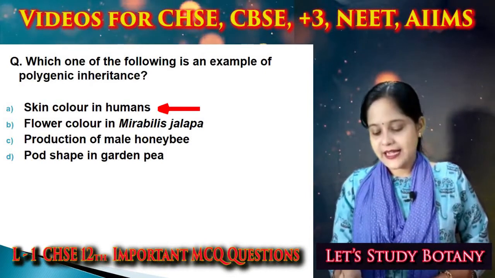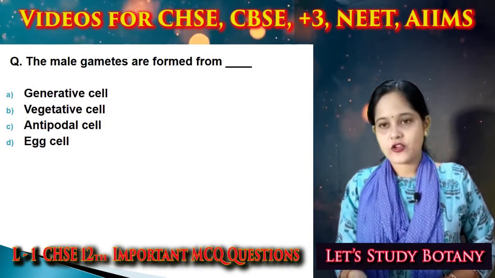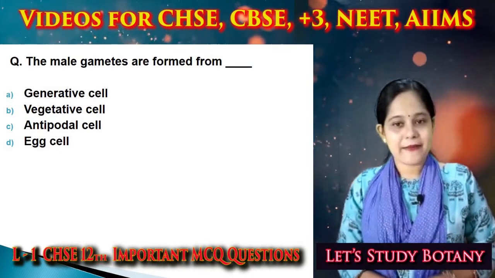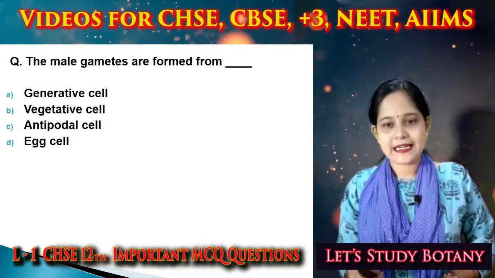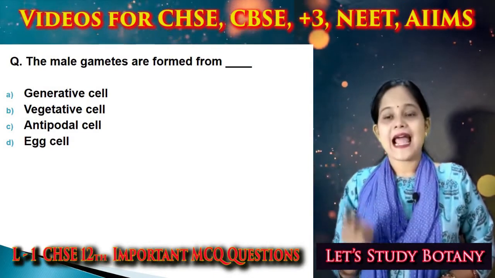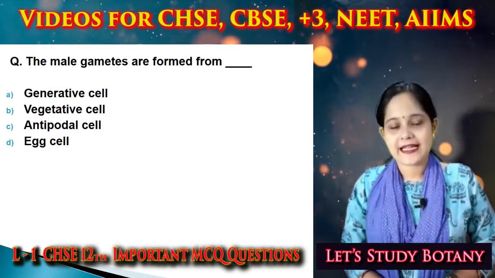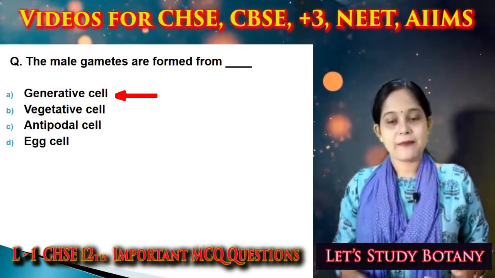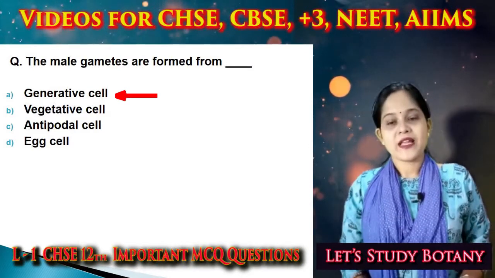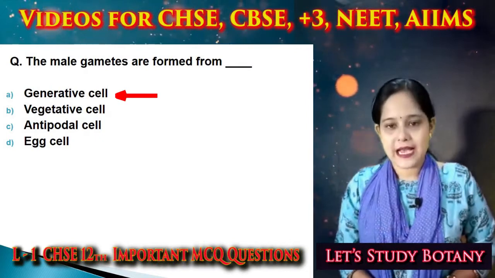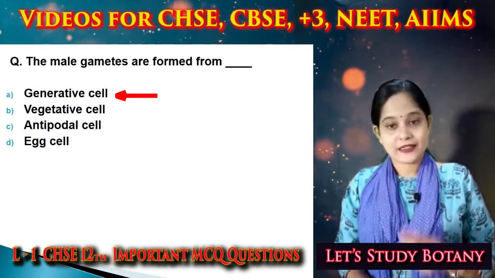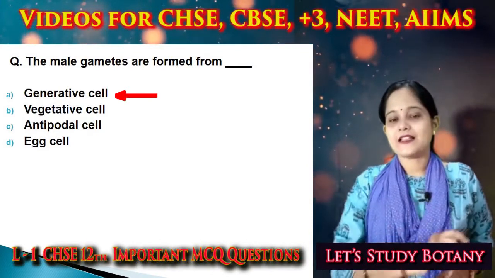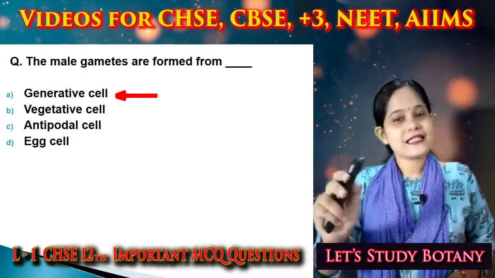Then the next question: the male gametes are formed from which cell? The options are generative cell, vegetative cell, antipodal cell, and the last one is the egg cell. So the answer is generative cell. The generative cell is one of the cells present in the pollen grain. It divides and gives 2 male gametes. You know that 2 cells are present inside the pollen grain. One is the vegetative cell and the other one is the generative cell.